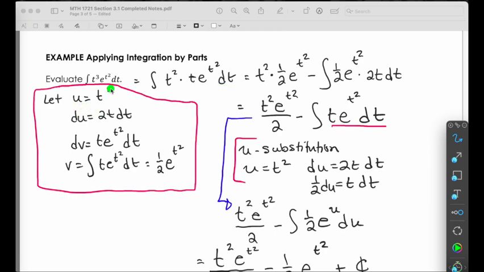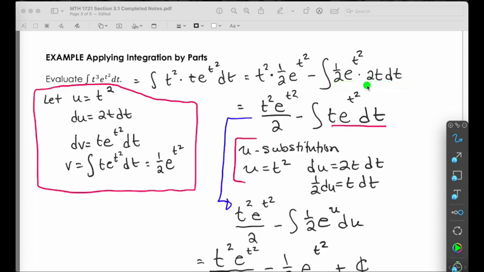So I have u is equal to t squared. So when I take the derivative, I've got du is equal to 2t dt. Now this here is my dv. So this is what I have here, t e to the t squared. And when I integrate, I'm going to get 1/2 e to the t squared for my v. Now, I'm going to take this and rewrite it for integration by parts. So here's my u times my v minus the integral of my v. Here's my v, and then here's my du.